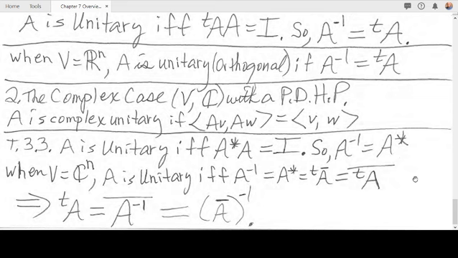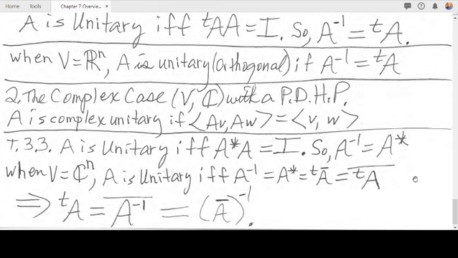Now, for matrices, the adjoint of A, or A star, is equal to the transpose of the conjugate of A, which of course is the same as the conjugate of the transpose of A. So if you do one more conjugation on both sides of that equation, the implication here is A is unitary if and only if its transpose is equal to the conjugate of the inverse. And it's also true that the conjugate of the inverse is equal to the inverse of the conjugate.